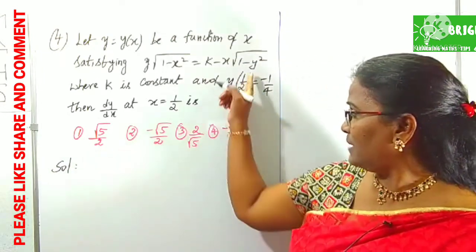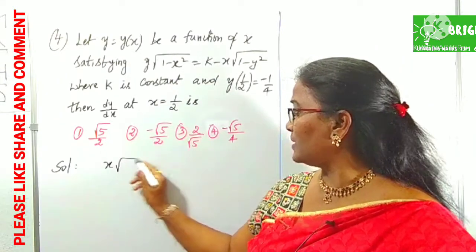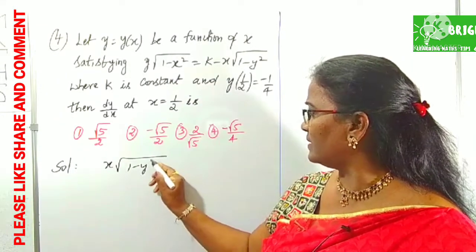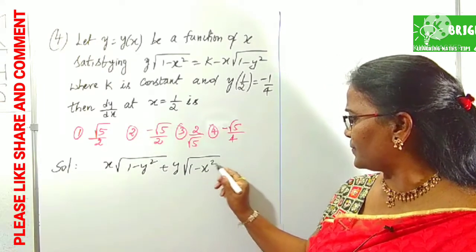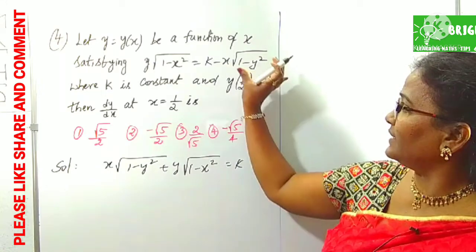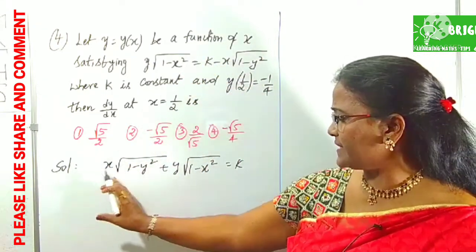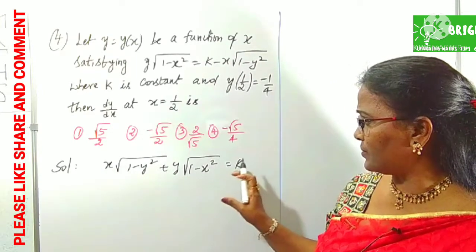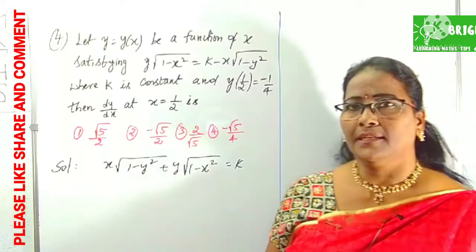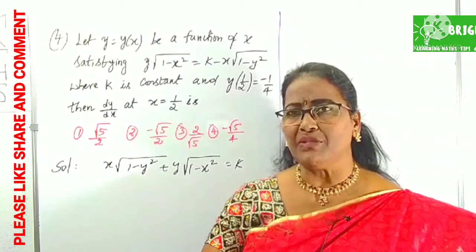Better, I am rewriting this. Shall I rewrite like this? x root over 1 minus y square plus y root over 1 minus x square is equal to k. What did I do here? I have taken this minus term to the left side, so it becomes plus. x root over 1 minus y square plus y root over 1 minus x square is equal to a constant k, as it is. This one we can solve in a simple way, that is called the substitution method.